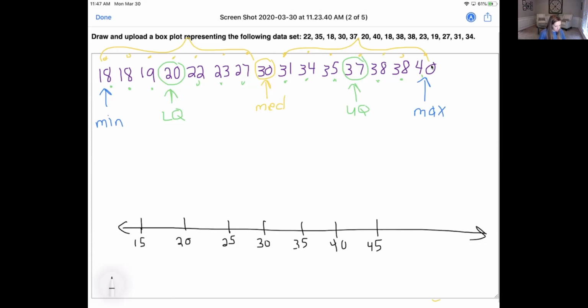First we draw our minimum. 18 is in between 15 and 20. I'm going to say that's right about here. So we need a line there. And our maximum was 40, so we need a line there. Then you're going to connect those lines with a horizontal line.